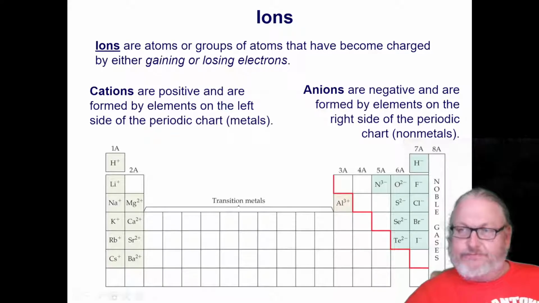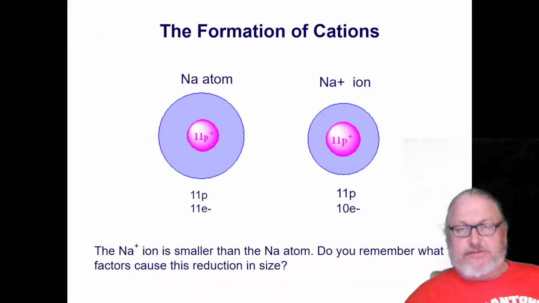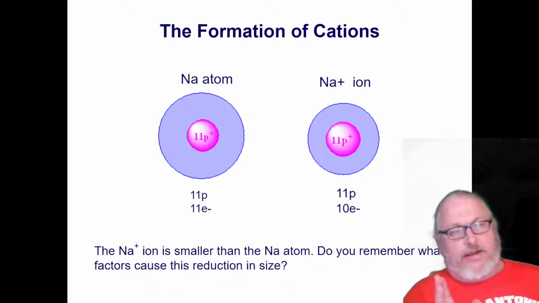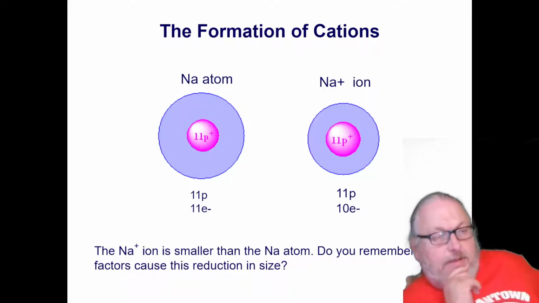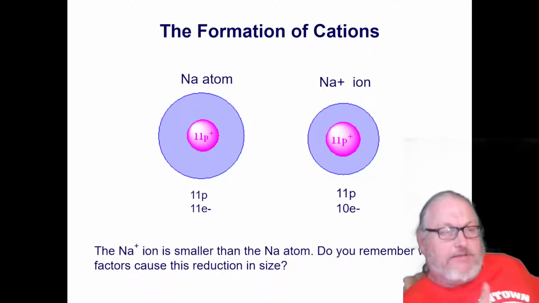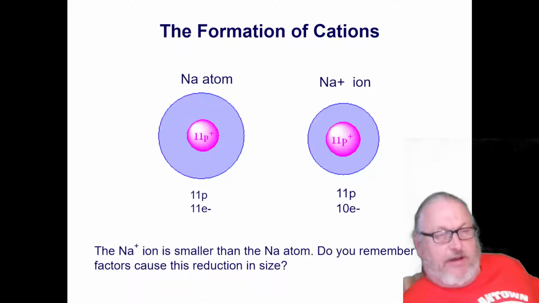They're happy. So how does this happen? So for cations, you have sodium, right? A neutral sodium atom has 11 protons, 11 electrons. It's got a very low first ionization energy.